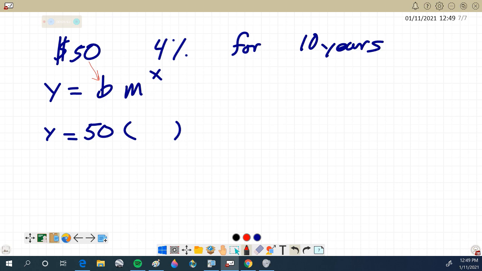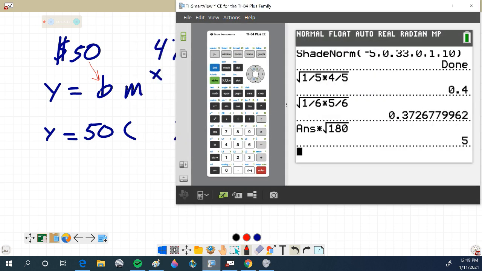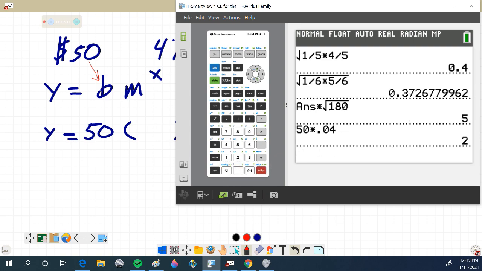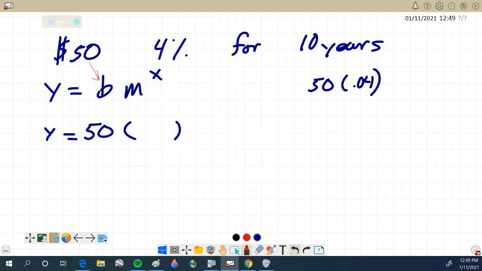Anybody know? Not 4. So we're going to take 50 and we're going to times it by 4%. But what is 4% as a decimal? 0.04. So in my calculator, 50 times 0.04 is 2. So this equals 2. What do I do with that 2?